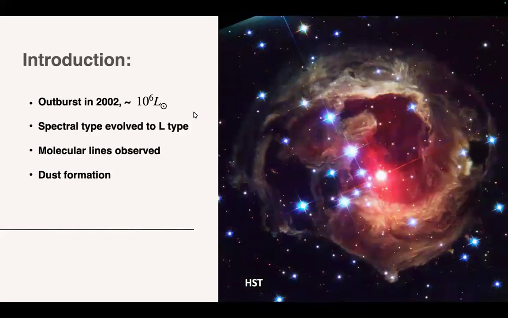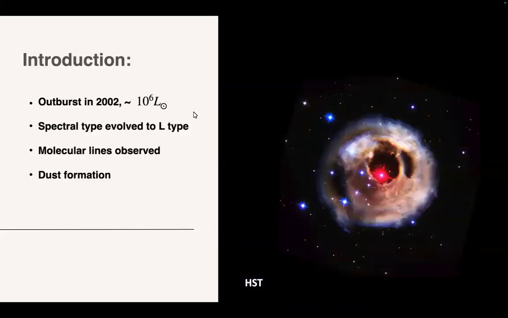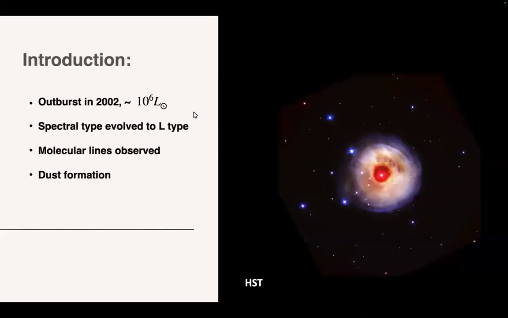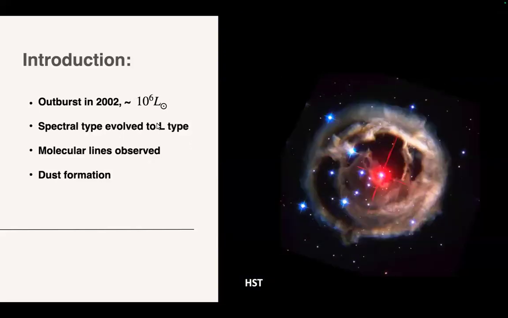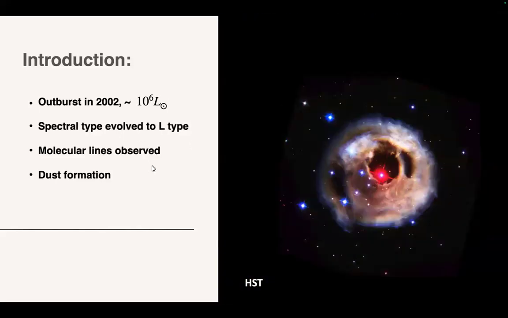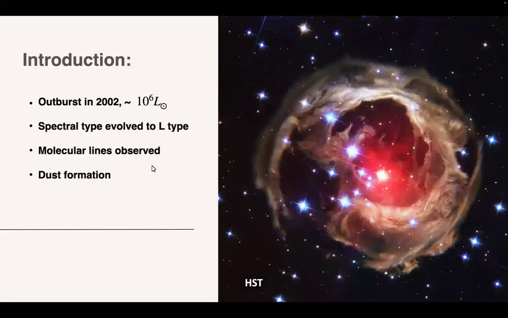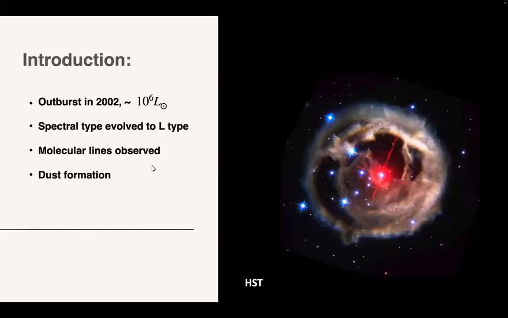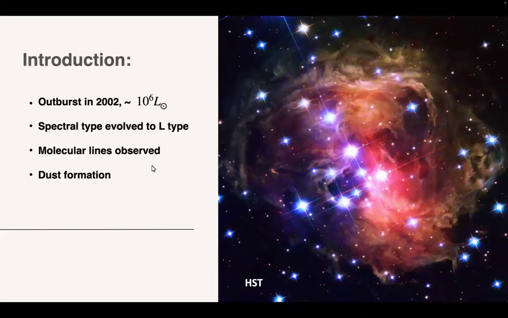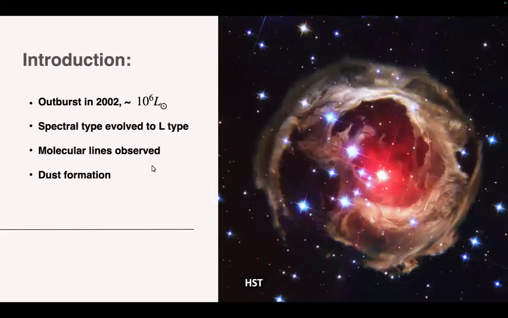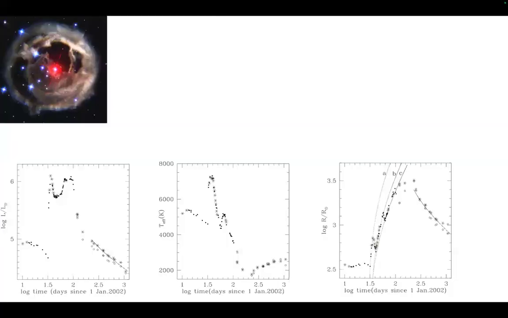And so, if I'm using a lot of astronomy jargon, please feel free to jump in at any time for a clarification. But its spectral type evolved from that of an early type star to a later type, an L-type supergiant. To be specific, its spectra eventually started showing prominent molecular lines, and molecular lines generally signify that dust has been formed. That's also something that was seen in the spectra of V838 Mon: eventually, after the outburst, the infrared part of the spectra became more and more bright and prominent.